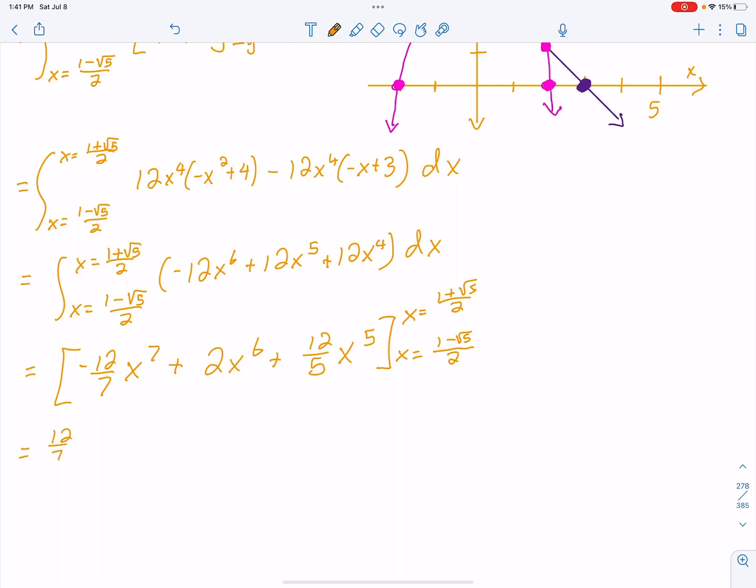Negative 12 sevenths, I'm going to plug in 1 plus the square root of 5 over 2 to the 7th. Plus 2 times 1 plus the square root of 5 over 2 to the 6th, plus 12 over 5 times 1 plus the square root of 5 over 2 to the 5th.